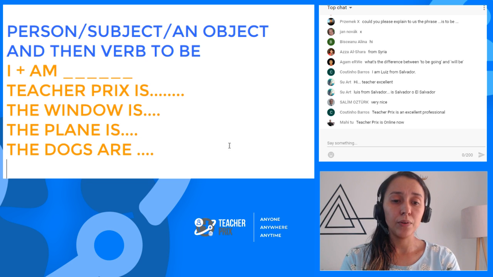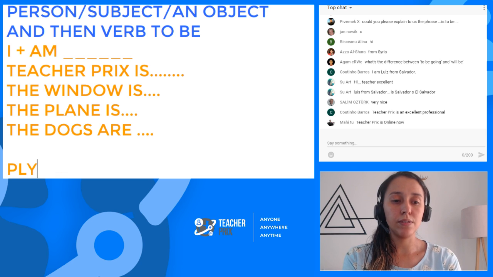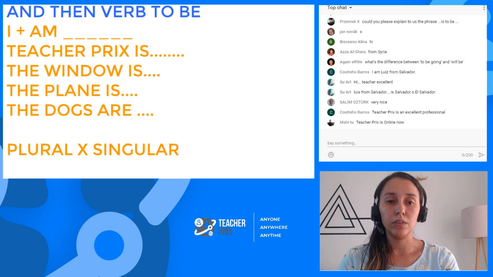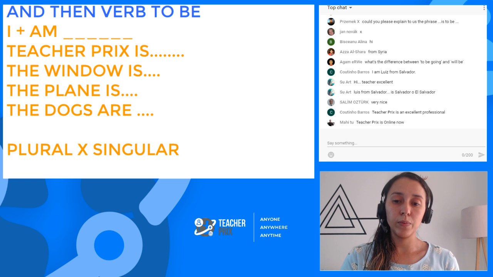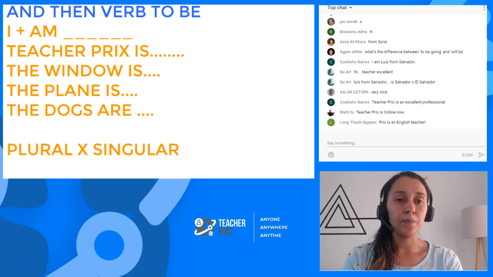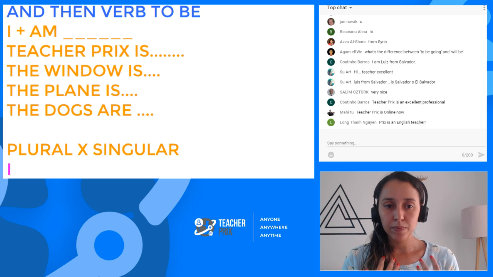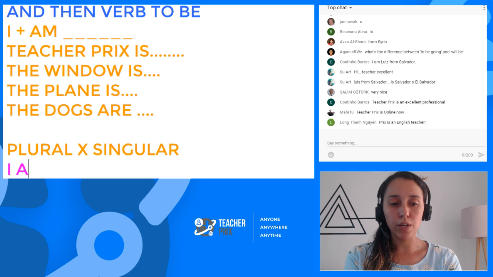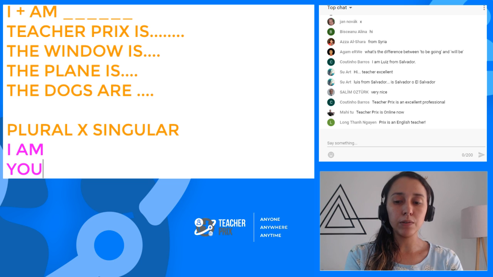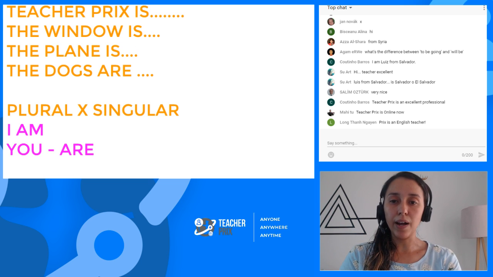Now, a common confusion here that students have is with singular versus plural, okay? We have a difference when we are talking about singular and we have a difference when we're talking about plural. Now, let me change the color. If I am talking about myself, me, I, okay? I will always use the conjugation am. I can't change that, okay? Now, if I'm talking about you, I'll use are.